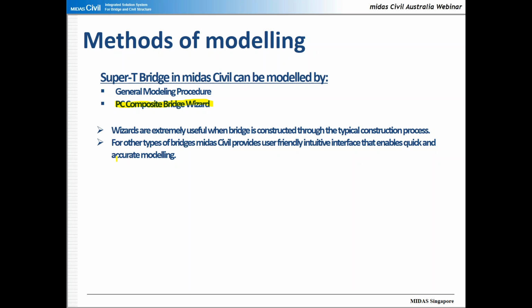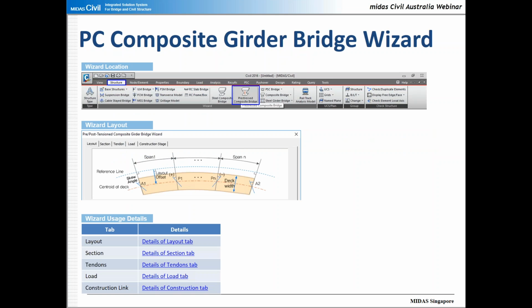So let us see what this wizard is about. The bridge wizard can be found in the structures tab of the program. If you go to the structure tab, you will find the PC Composite Bridge Wizard. In the wizard, we have 5 tabs: layout, section, tendon, load, and construction stage. We will see how we can play with these 5 tabs and model any shape of the bridge. We will see the details of each tab in a few minutes in the demonstration part.